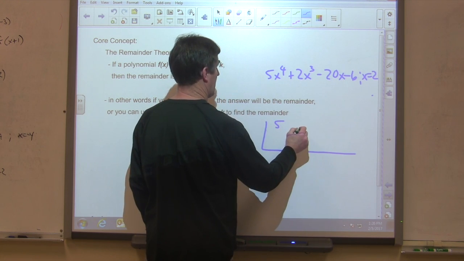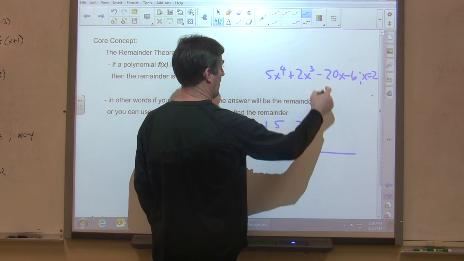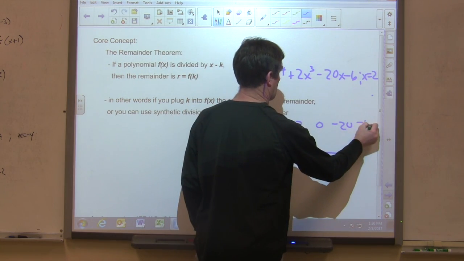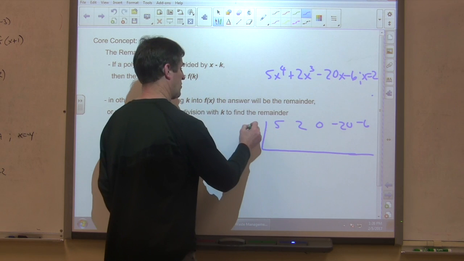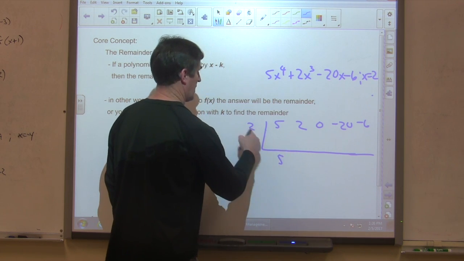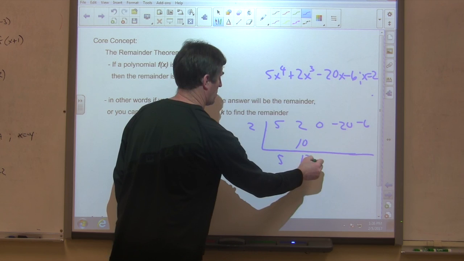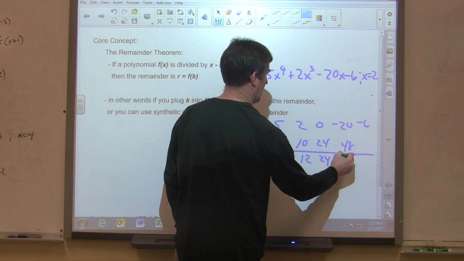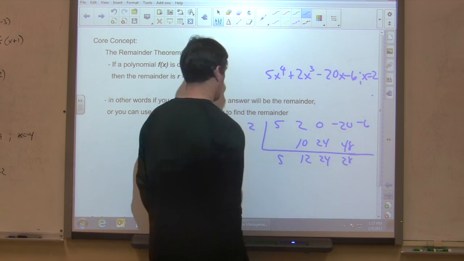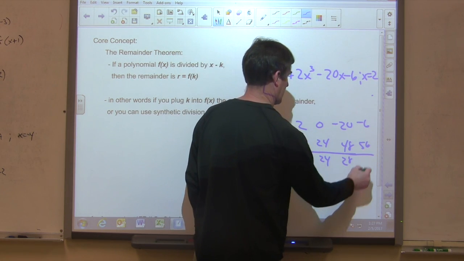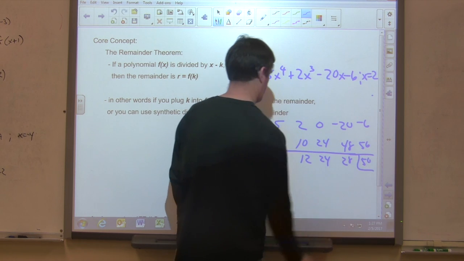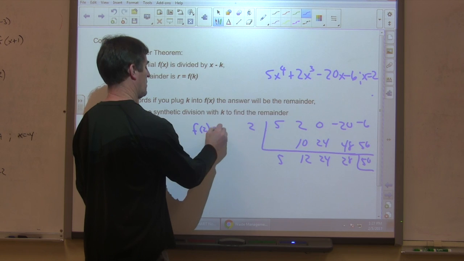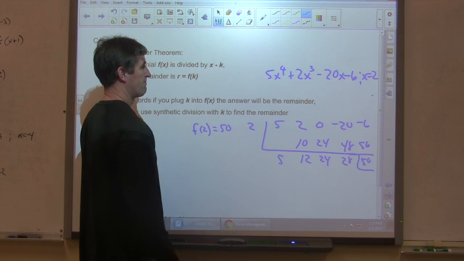So if you did it right, 5, 2, we don't have an x squared, so hopefully you put the 0 there, otherwise it messes you up. Minus 20 minus 6, and the 2 goes out front. Bring down the 5, 10, 12, 24, 24, 48, 28, 56, 50. So hopefully if I've done this right, that f of 2 would be 50 for that problem.